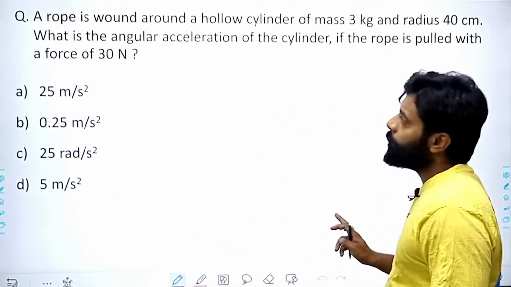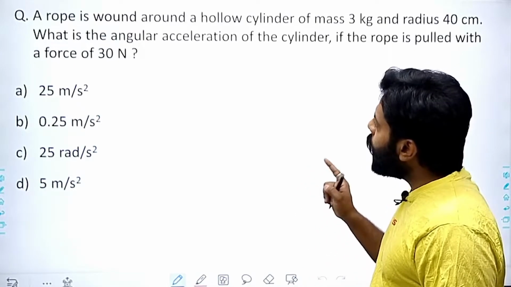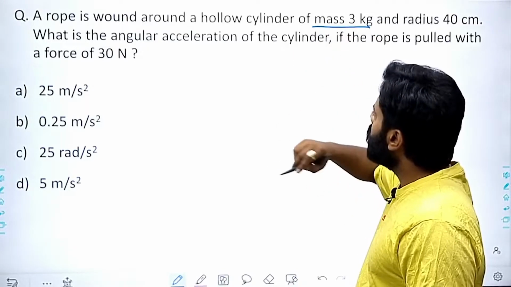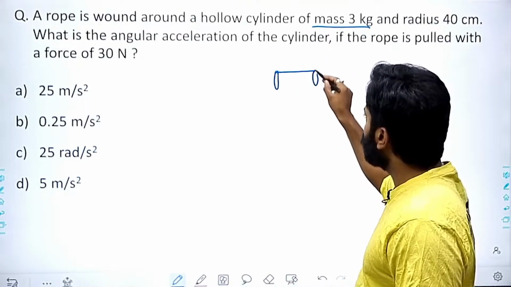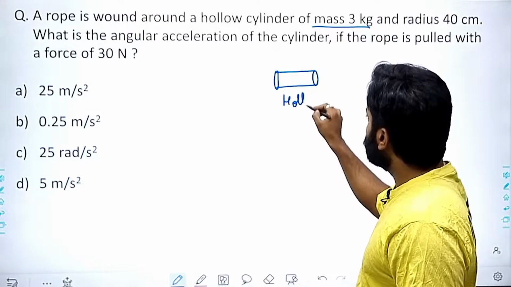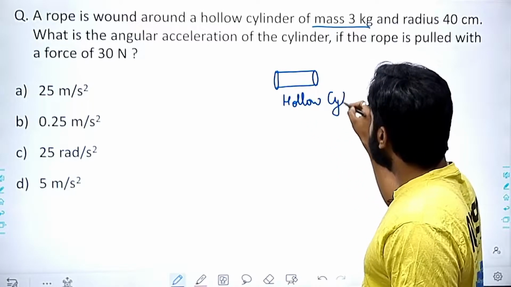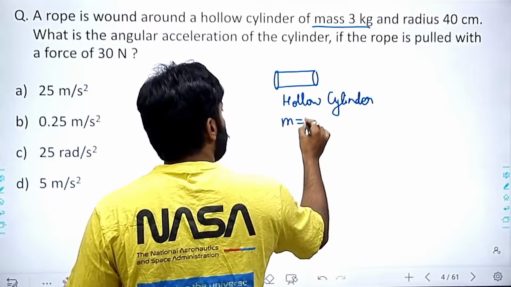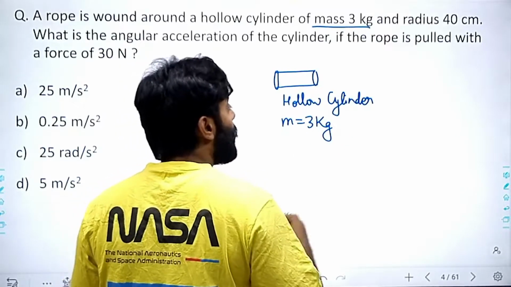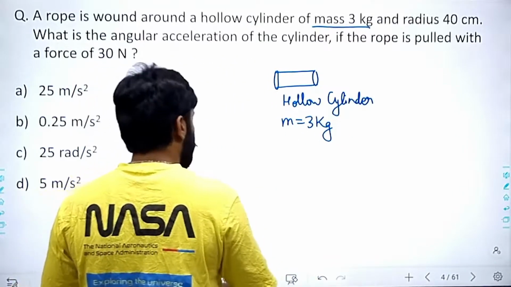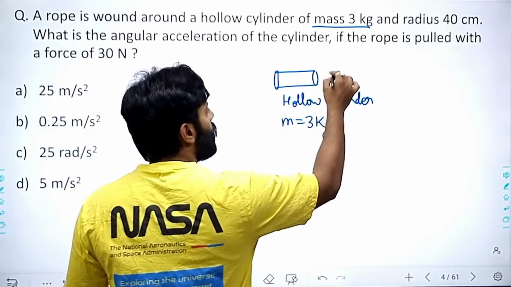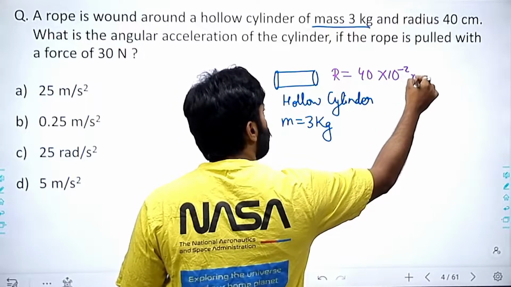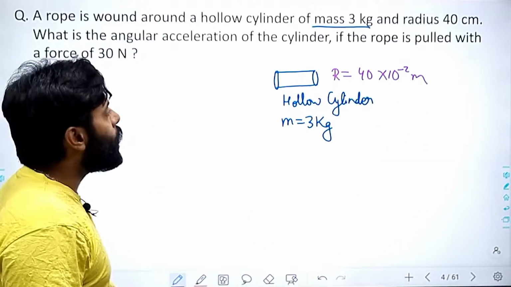with the next part. Here a rope is wound around a hollow cylinder of mass. Okay, we are given a hollow cylinder. So the hollow cylinder is there, and the mass is 3 kg, and the radius is also given. Radius is 40 centimeter. You can convert this into meter. So R is equal to 40 into 10 to the power of minus 2 meter.